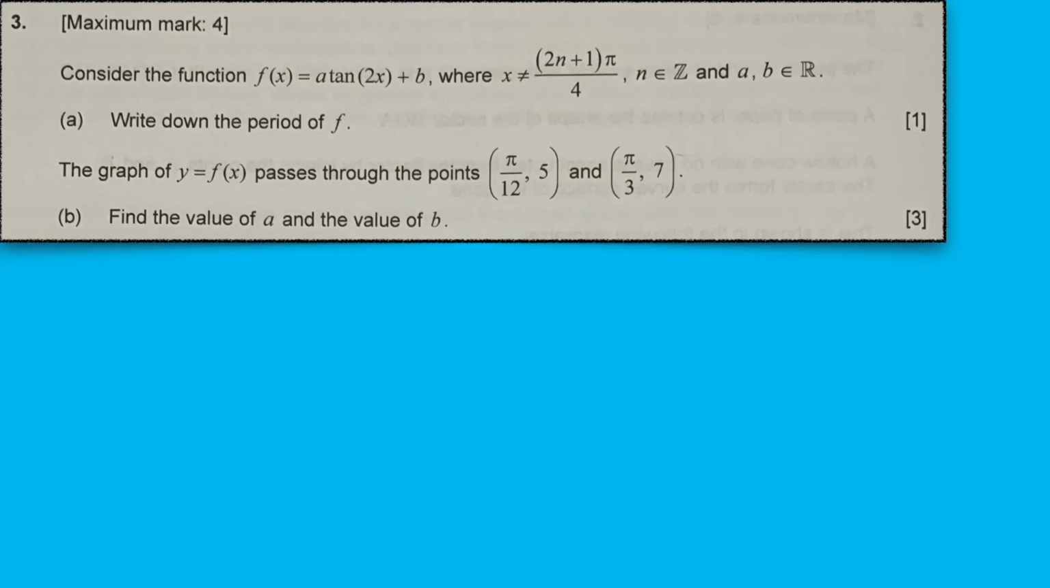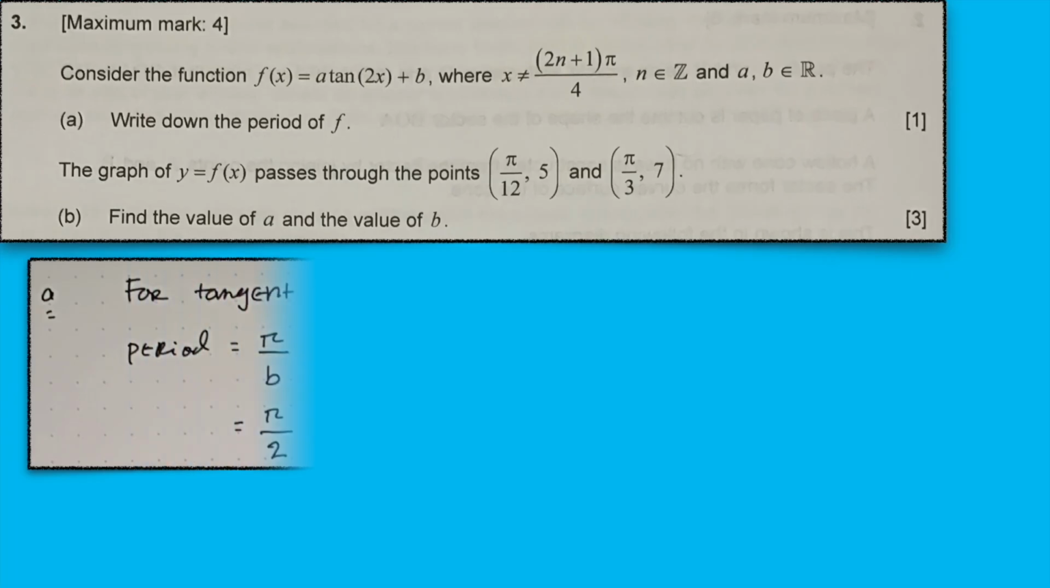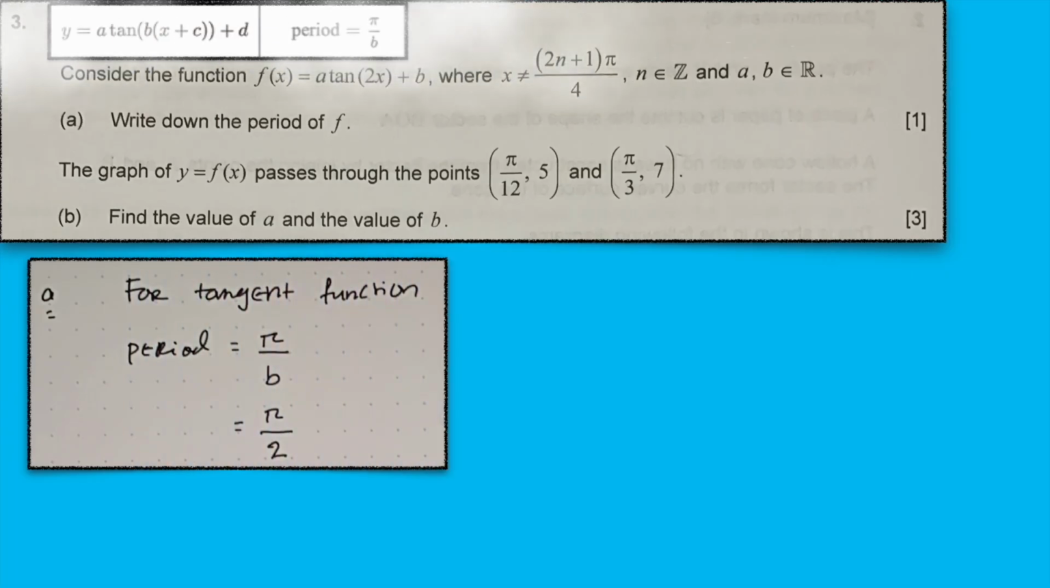Unfortunately, the formula is not given in the booklet, so you have to remember this formula given in this format, and the period is equal to pi over b. In this question, this is b. Okay, so b in this case is equal to 2. Therefore, the period is equal to pi divided by 2.